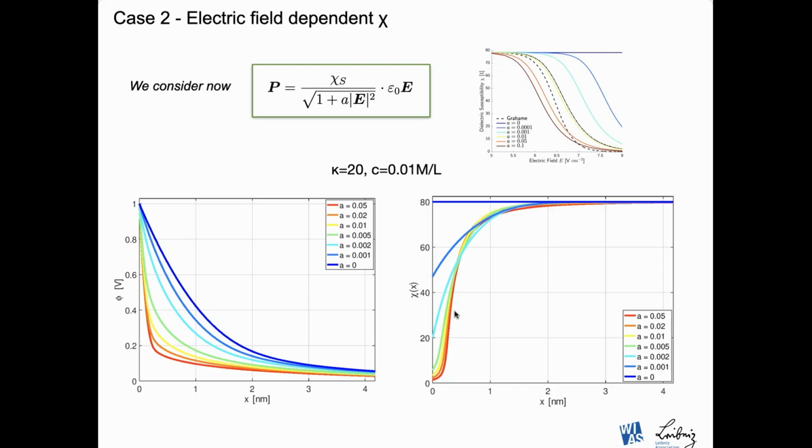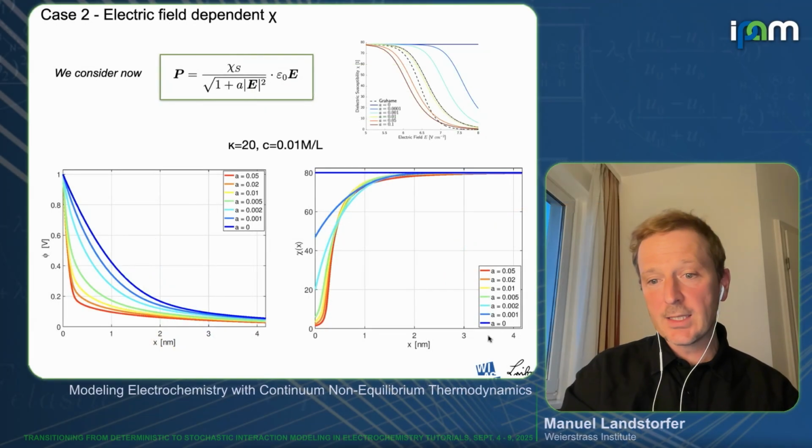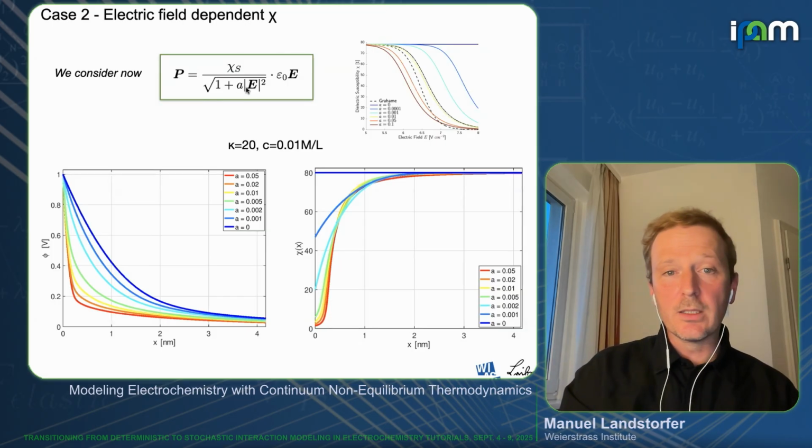And below here are again the numerical solutions of the underlying partial differential equations, where you can really see that whenever I have a space charge layer, meaning that I have an applied voltage of 1 volt between electrode surface and bulk, the dielectric susceptibility decreases, because I have locally an electric field. Again, here for various parameters of A, which is the main scaling parameter for the field strength dependency.